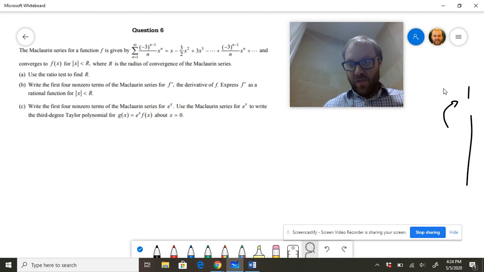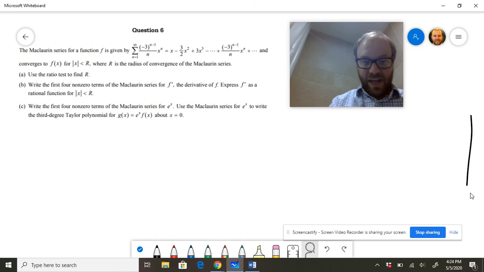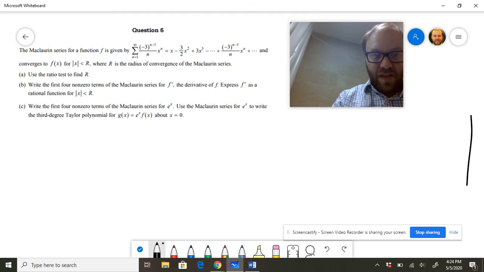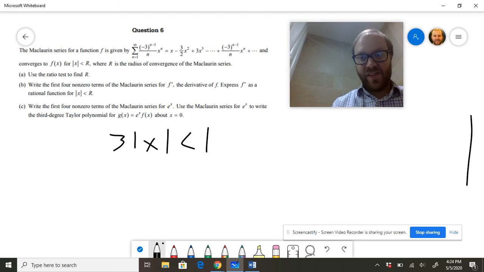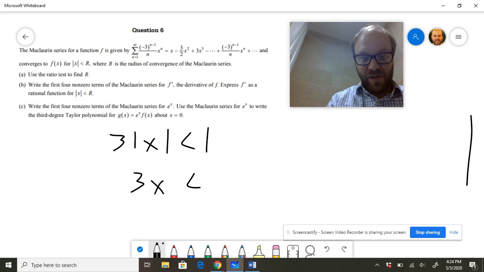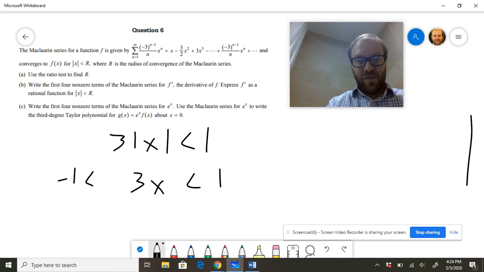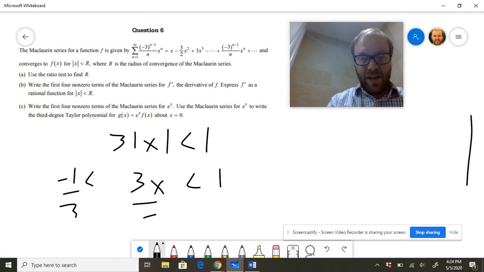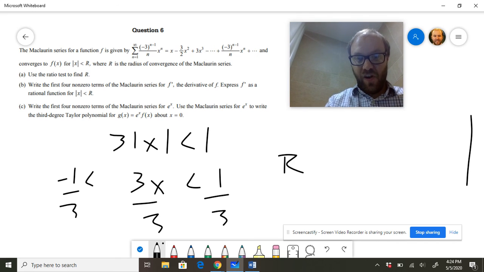Okay, so anyway, to clear all that out, what we're going to end up with here is 3 times the absolute value of x needs to be less than 1. Well, we could rewrite that. We could write this as 3x needs to be between 1 and negative 1. And so if we divide everything by 3, we're going to find out that our radius of convergence, r here, is equal to 1/3.